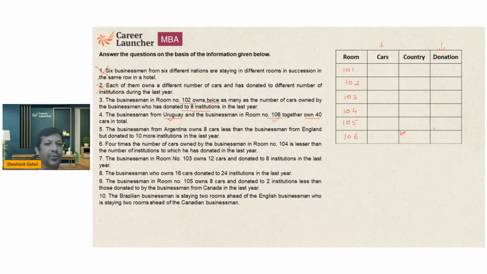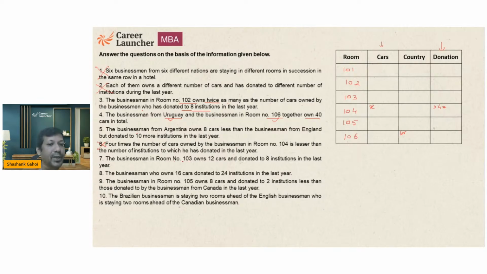4 times the number of cars owned by the businessman in 104 is lesser than the institutions he has donated to last year. Okay. So 104, if cars are X, then donation should be greater than 4X. The donation made is more than 4 times the number of cars owned. Okay, so this is what I have already used, so not going to use it again.